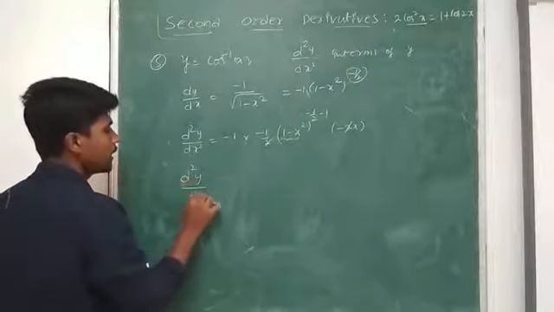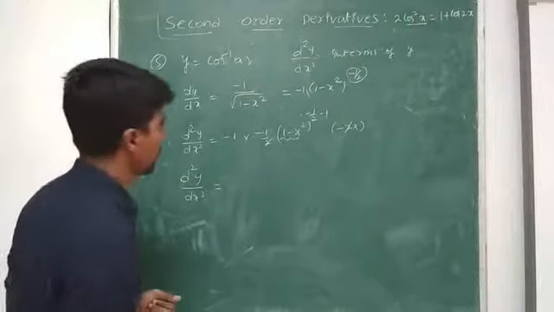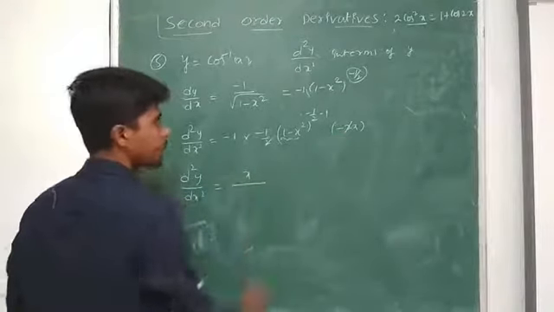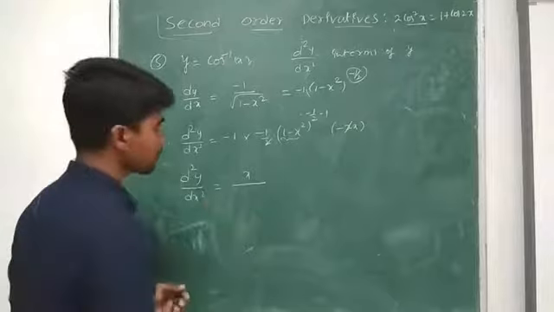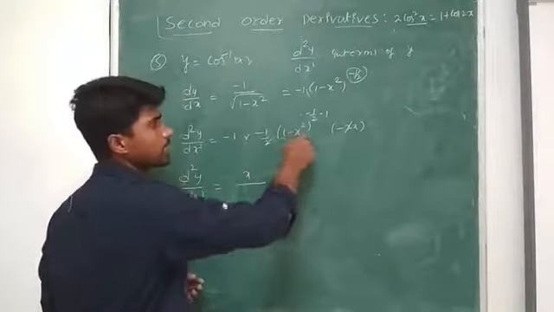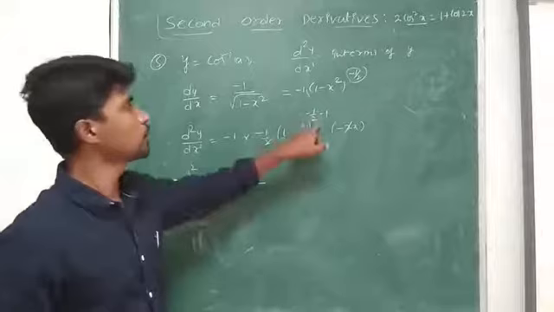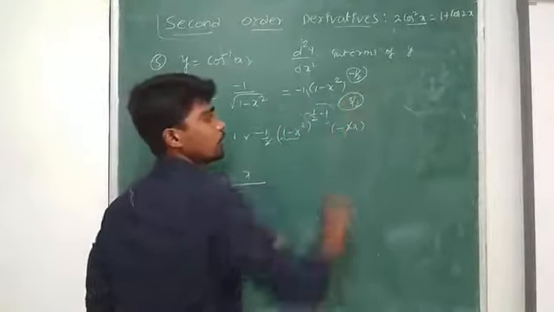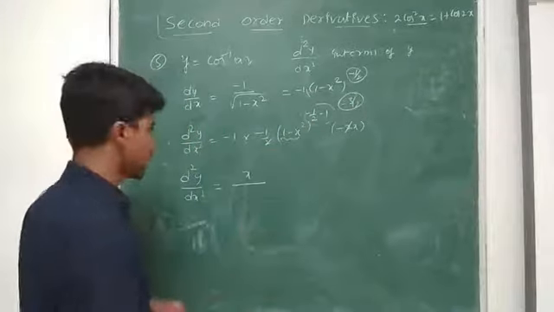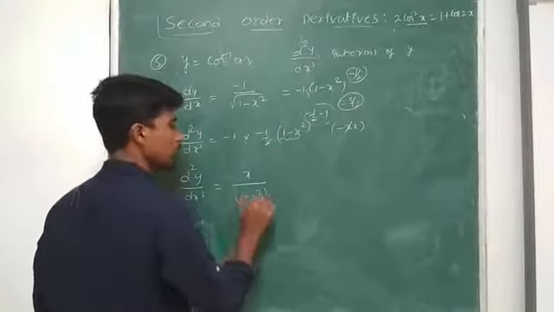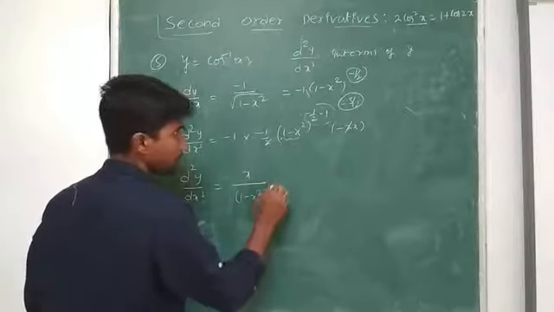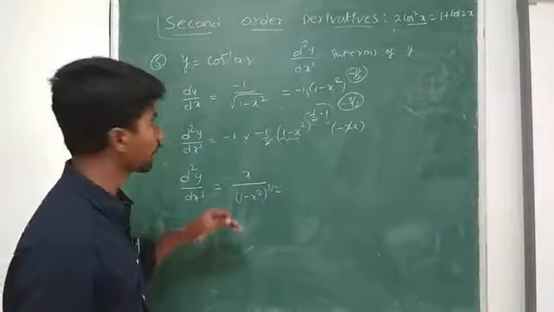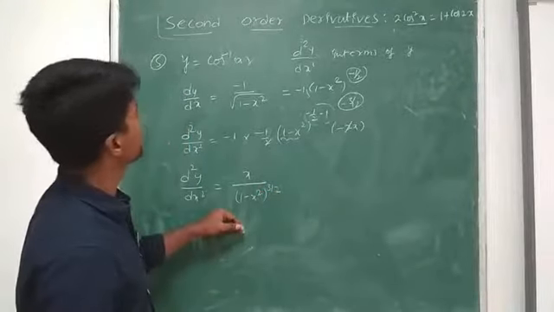d square y by dx square is equal to minus into minus plus x by 1 minus x square whole power minus 1 by 2 minus 1, which can be written as minus 3 by 2. So if I take it down, I get 1 minus x square whole to the power of plus 3 by 2. This is what I have answered. But they asked us to write in terms of y.